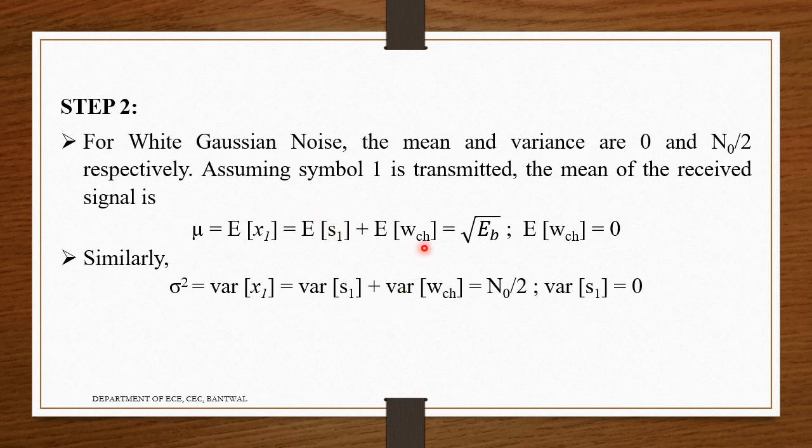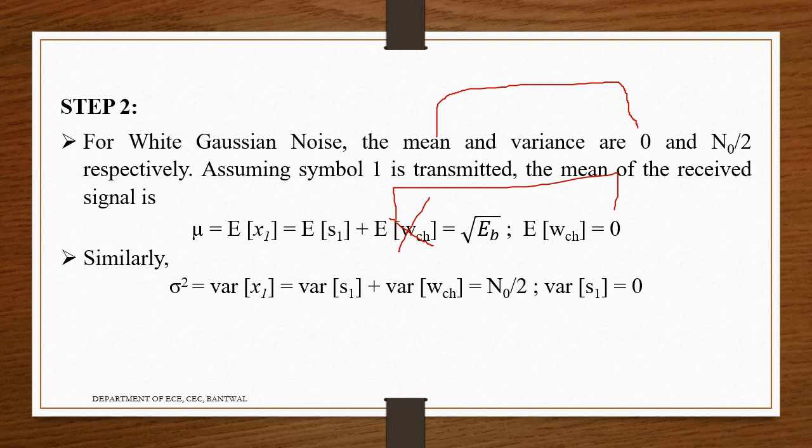But what about white Gaussian noise? It will never be constant, it will always be variable. That is the reason I said it is 0, as mentioned here. White Gaussian noise always has mean 0 because it is not constant, it is variable. That is the reason I consider this as 0 directly.